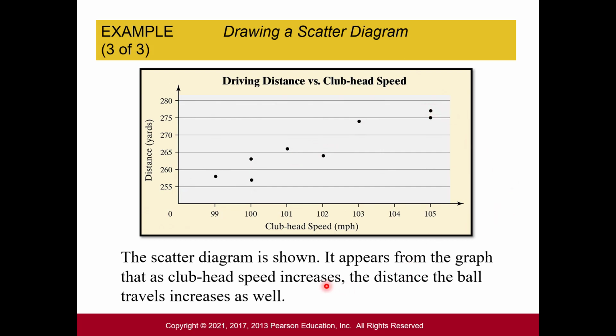And then it appears from our graph that as club head speed increases, the distance the ball travels increases as well. We can see that visually because as the horizontal values increase, the vertical values are increasing. And it sort of has this trend of going upward toward the right.